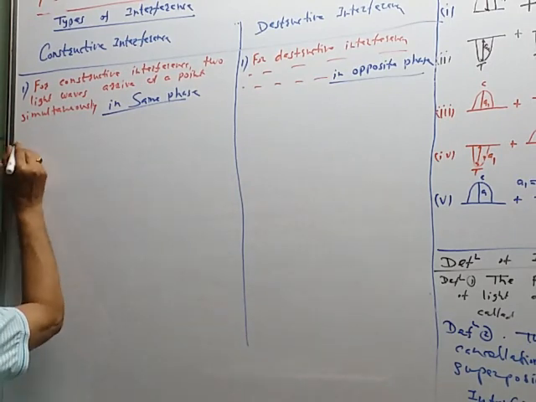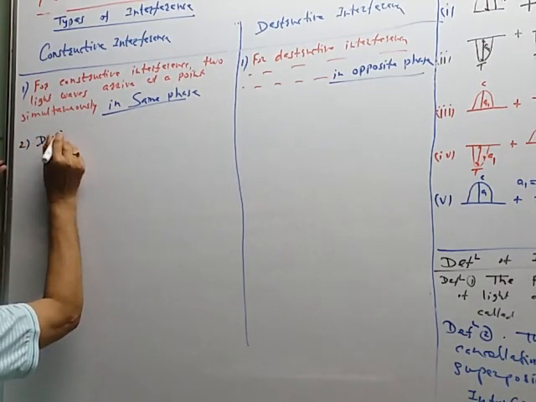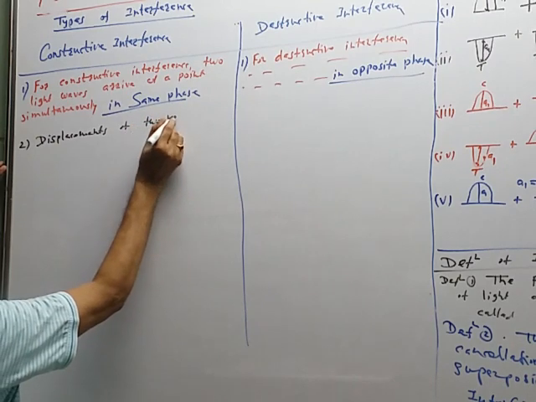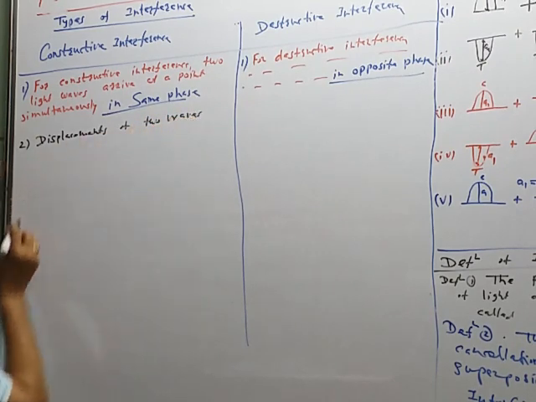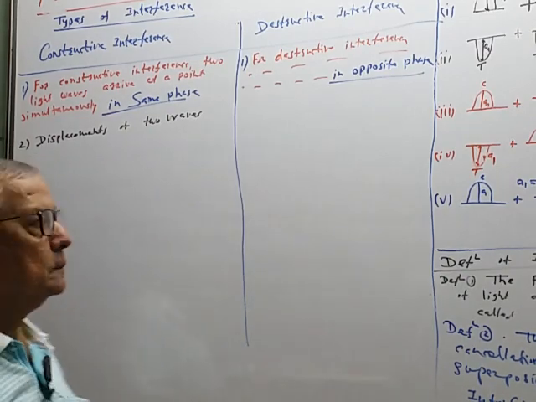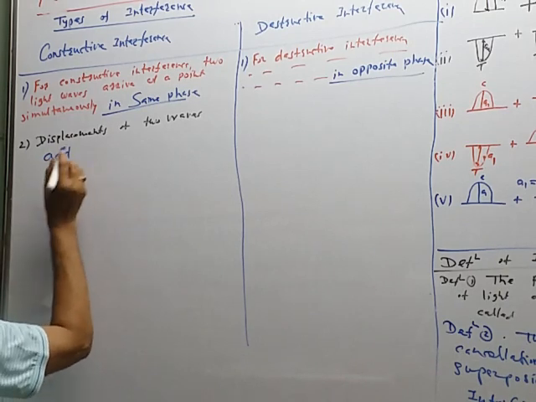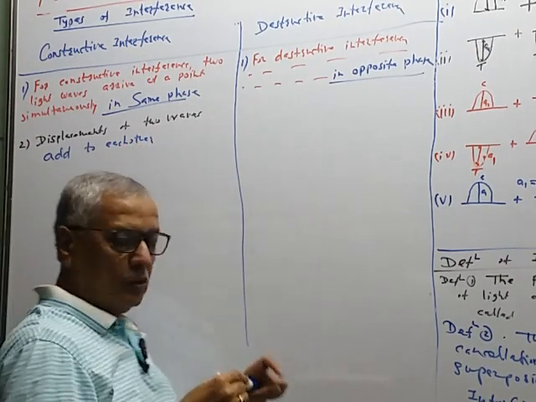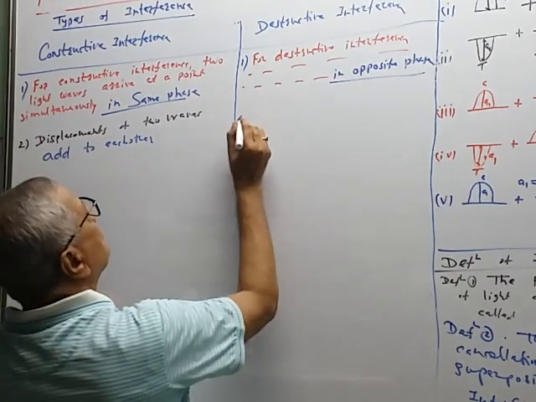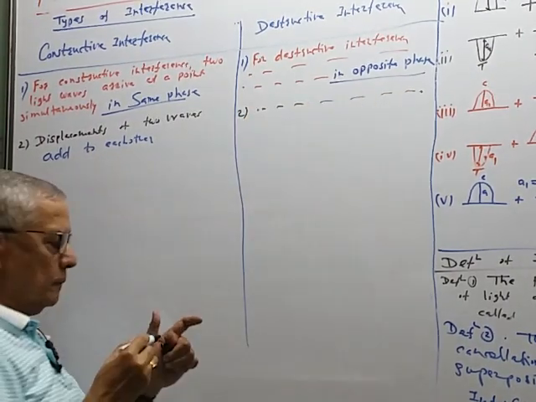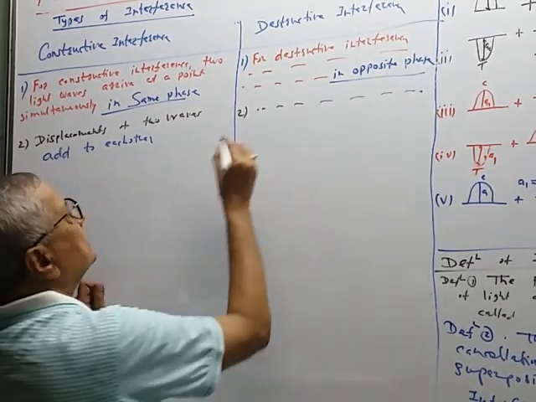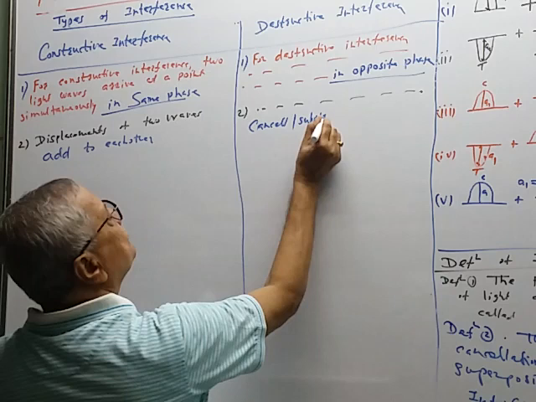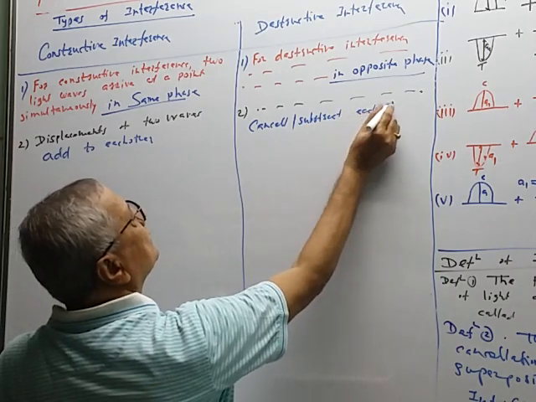Second point, the displacements of the two waves add to each other on this side. Second point, on the other side, the displacement of the two waves cancel each other, cancel or subtract each other.